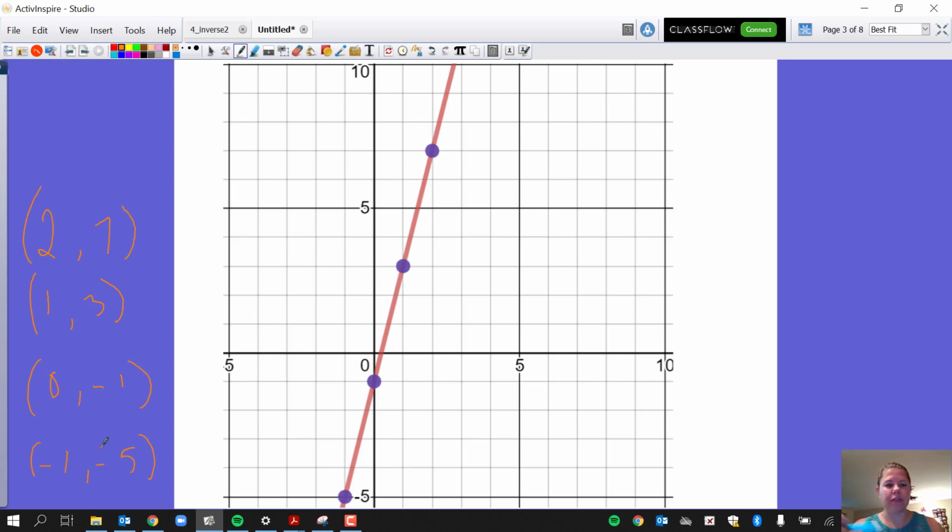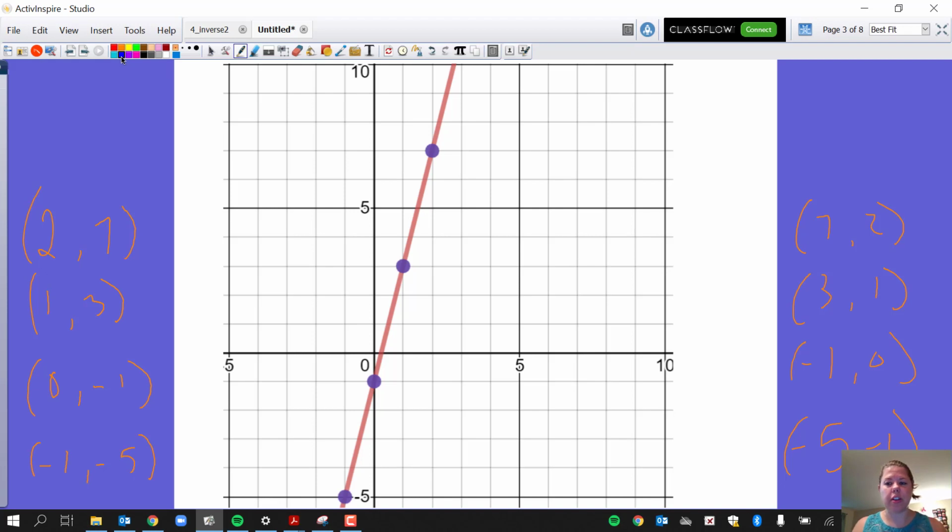And so what we're going to do to find the coordinates of the inverse function is switch the x and the y value. So this would become 7, 2. It would become 3, 1. It would become -1, 0. And -5, -1. So nothing changes about those coordinates. Nothing changes about the numbers.